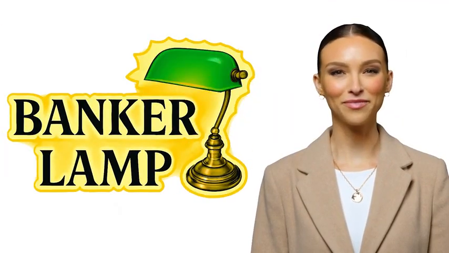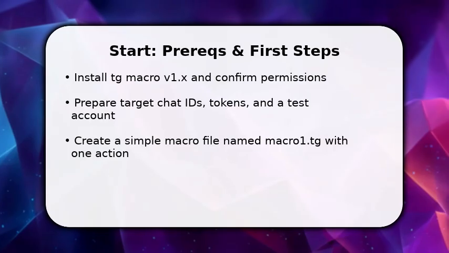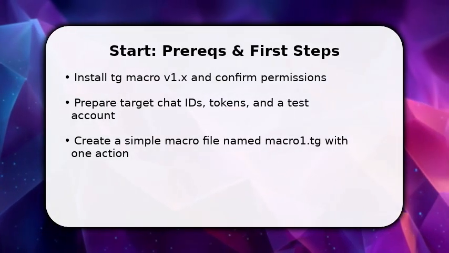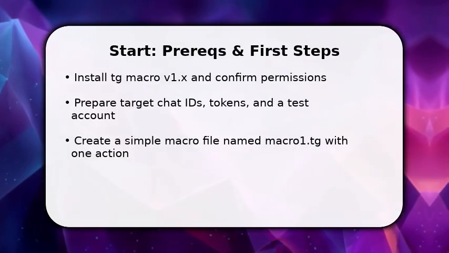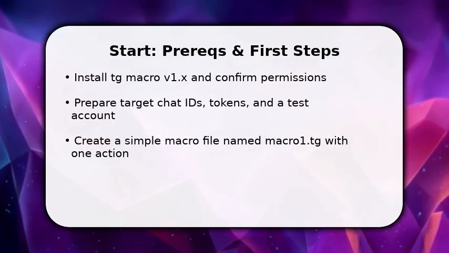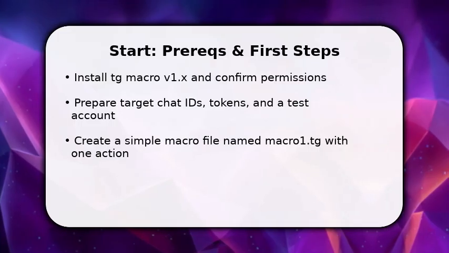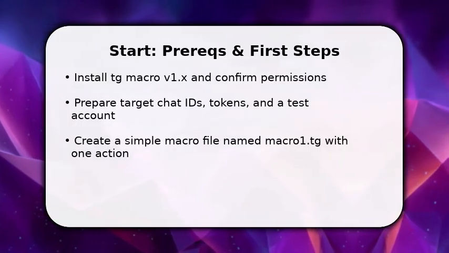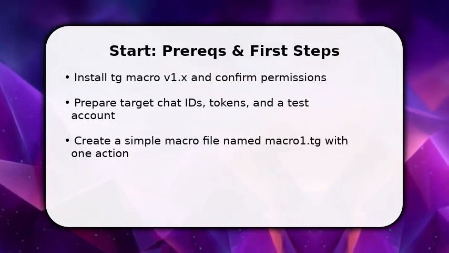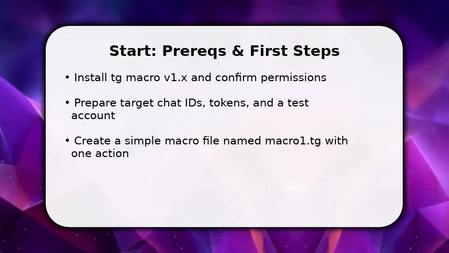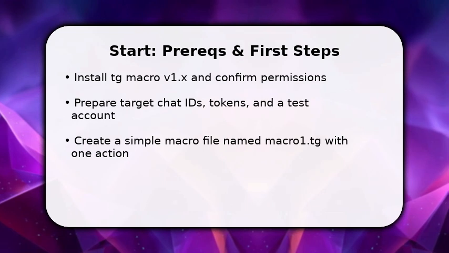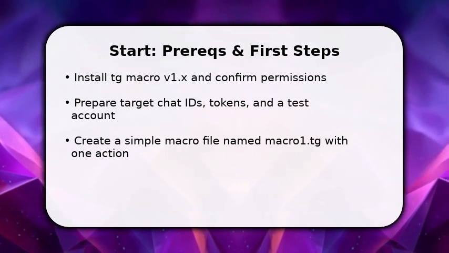Please enjoy the video. You begin by verifying prerequisites: TG macro installed, API token ready, and a disposable test account. First, open a terminal and place macro1.tg in your working folder. Then, authenticate with your token and grant bot permissions to send messages and read updates. This avoids permission errors later. Once done, write a single action. Send message to confirm connectivity. Make sure the macro file uses correct syntax and line endings so the macro parser accepts it.